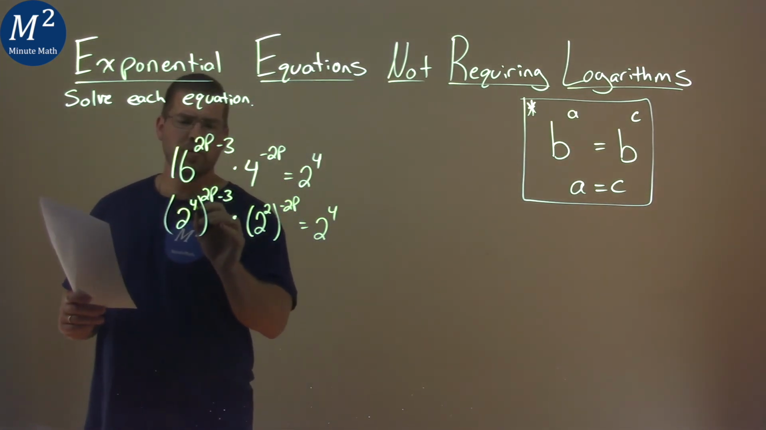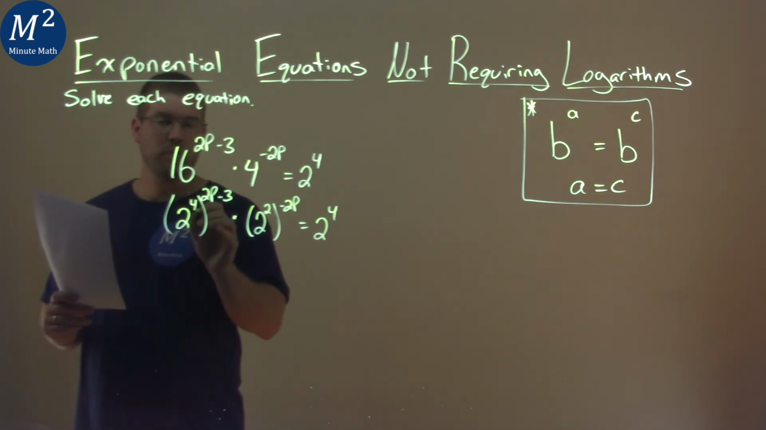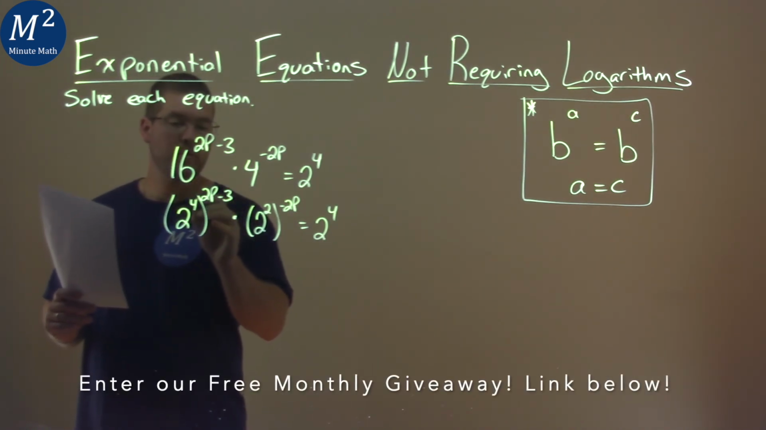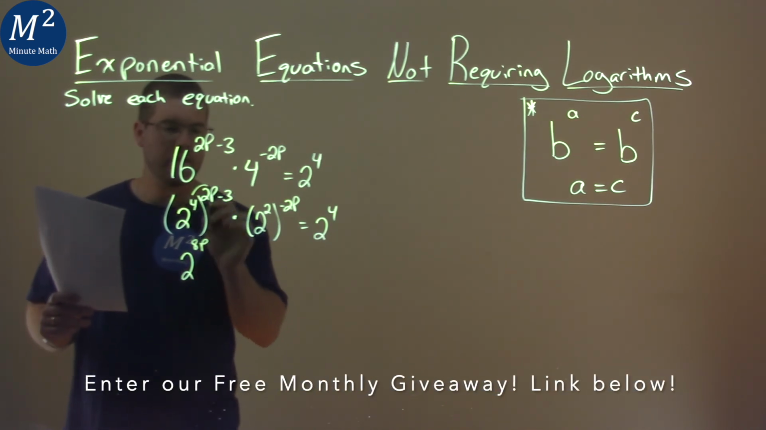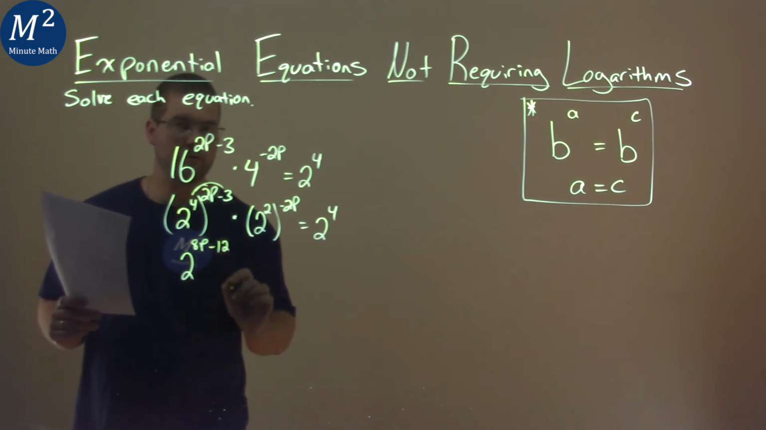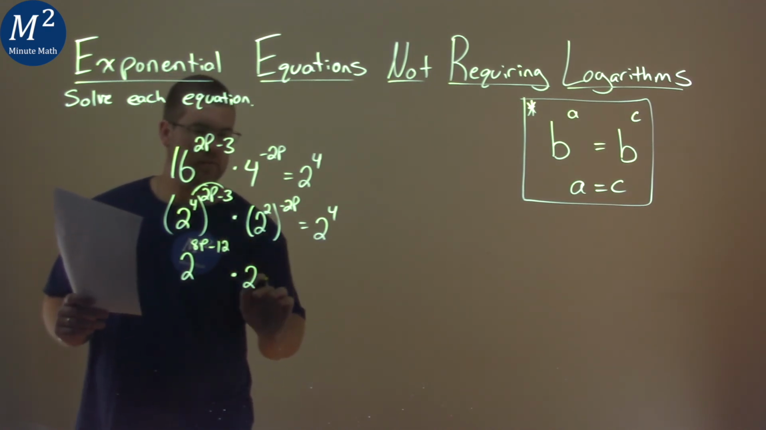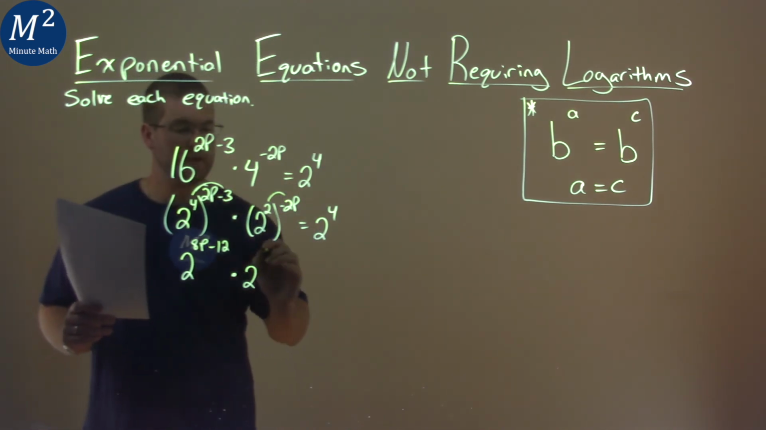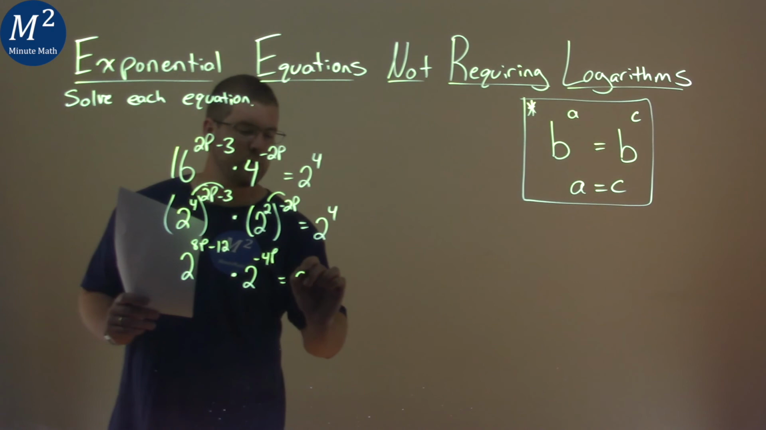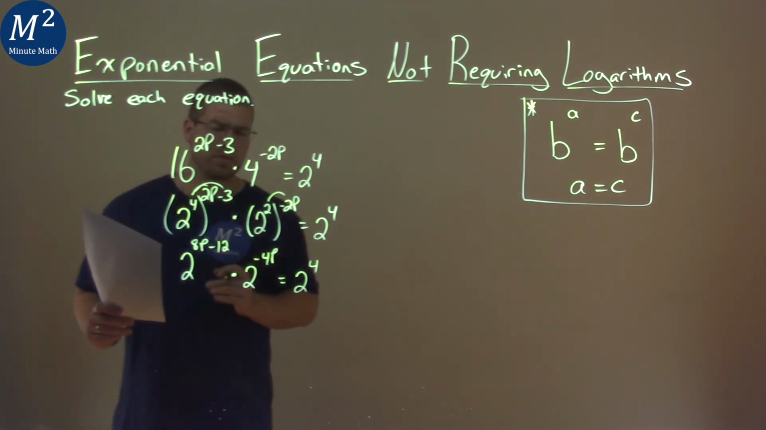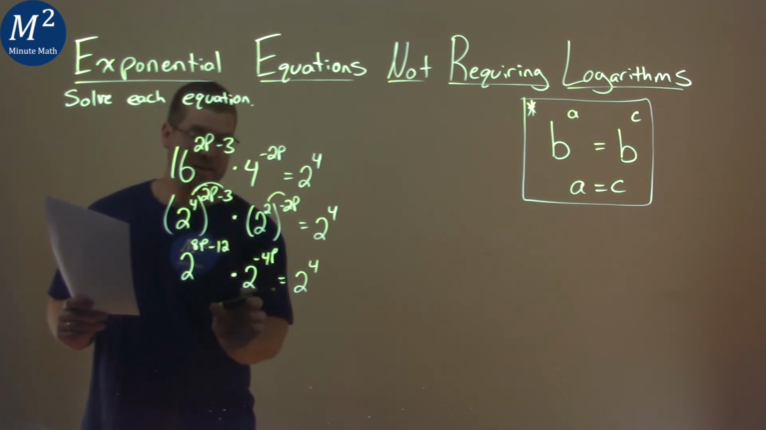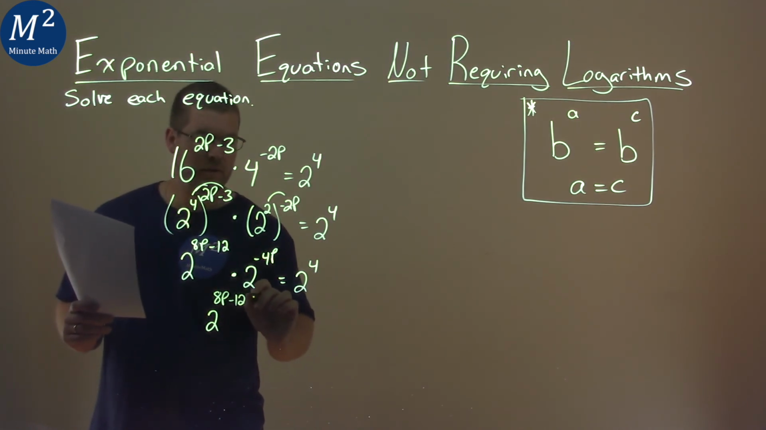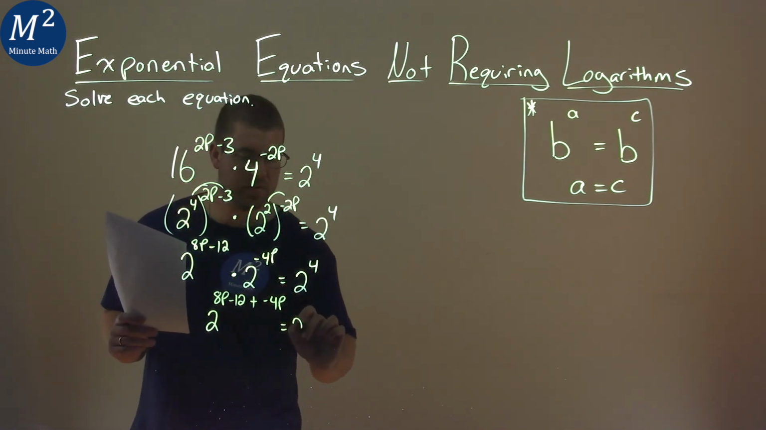Now our rules with exponents state that if we have 2 to the 4th power, all raised to the 2p minus 3 power, we multiply these two exponents. So 4 times 2p is an 8p, and 4 times a minus 3 is a minus 12. Same thing here, this 2 base comes down, multiply 2 times the negative 2p, and we have negative 4p right here, and that's equal to 2 to the 4th power. Our rules also state that when we have the same base of 2 being multiplied, we add the exponents and keep the same base of 2. So 2 now to the 8p minus 12 plus a negative 4p is equal to 2 to the 4th power.